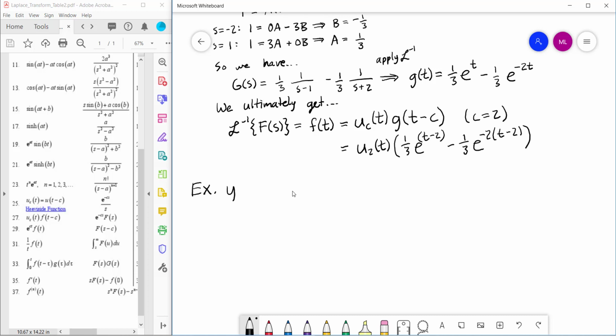Let's do y double prime plus 2y prime plus 3y is equal to the sine of t plus delta of t minus 3 pi. And let's say that maybe y of 0 is equal to 1 and y prime of 0 is equal to 0. So there's my initial conditions.